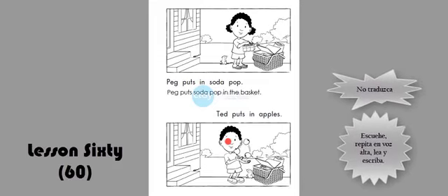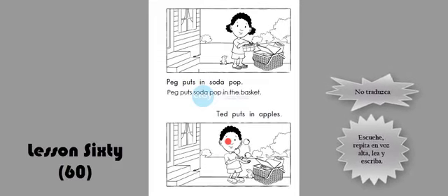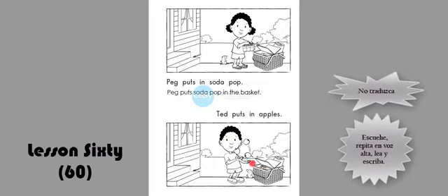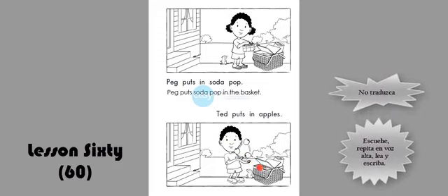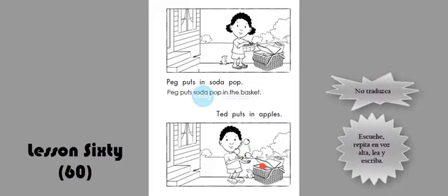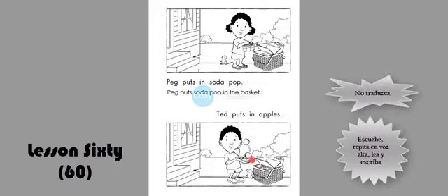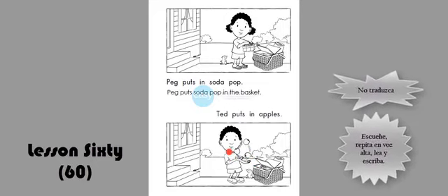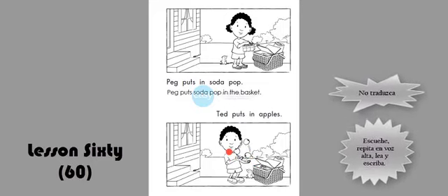And here is Ted. Ted puts in apples. Ted puts apples in the basket. He's putting 3 apples in the basket. And you see here he's juggling. Yeah, Ted is juggling. Can you juggle?